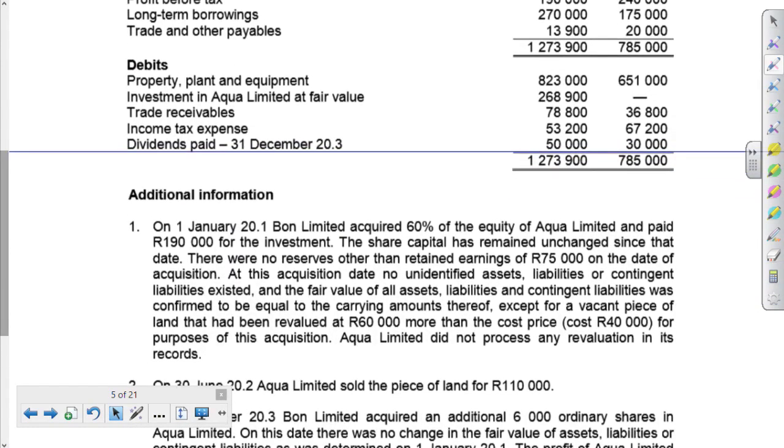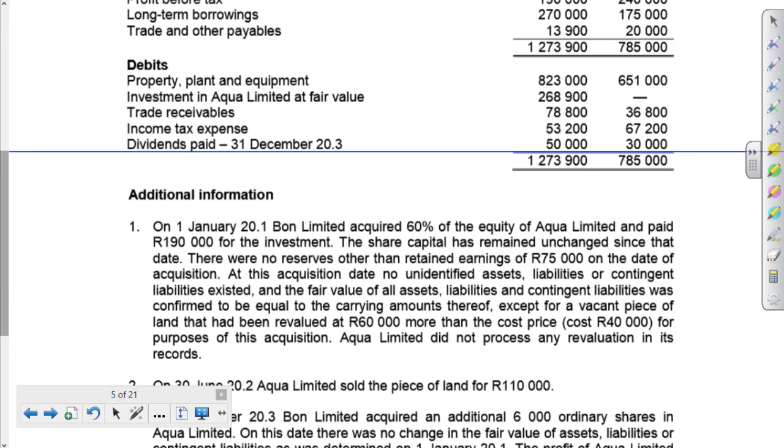On January 1, I acquired 60% of Aqua and I paid 190. Share capital has remained unchanged. The only reserve was 75,000 Rand, which was retained earnings. There were no contingent liabilities. Fair value of all assets and liabilities was the same as carrying amounts, except for land that had been revalued at 60 more than cost for the purposes of this acquisition. Alpha did not process any reval in their records.